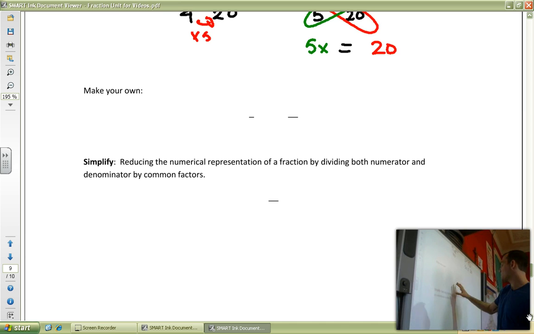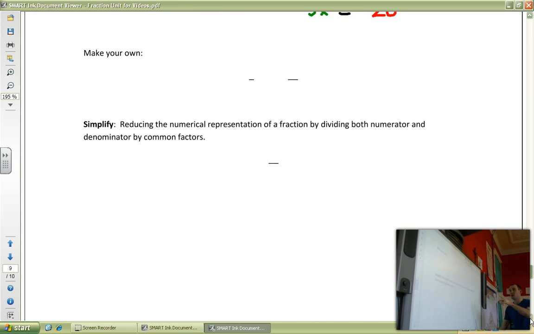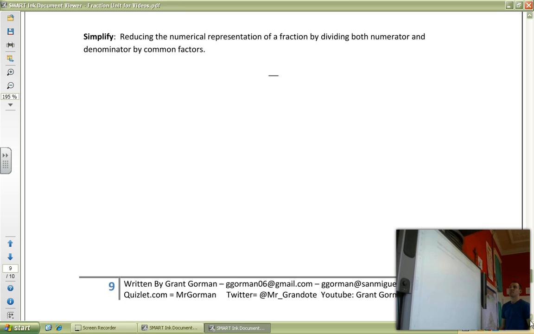Okay, I'm going to skip this one in the interest of time because we kind of talked about it up above anyway, so don't worry about that. Simplify: reducing the numerical representation of a fraction by dividing both numerator and denominator by a common factor. Okay, so what this means is what we've been doing is finding bigger equivalent fractions. Now we're going to take smaller equivalent fractions.